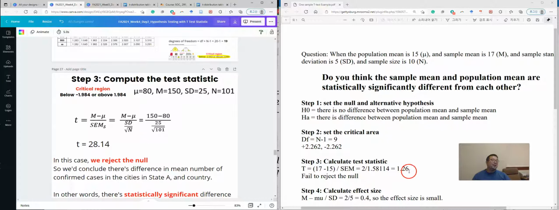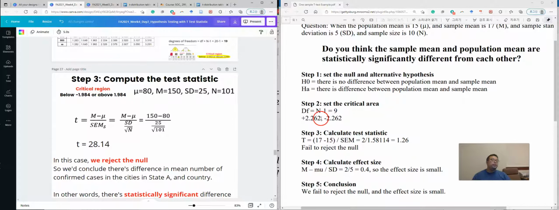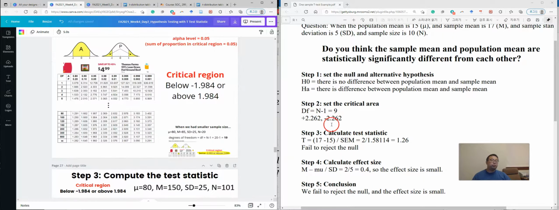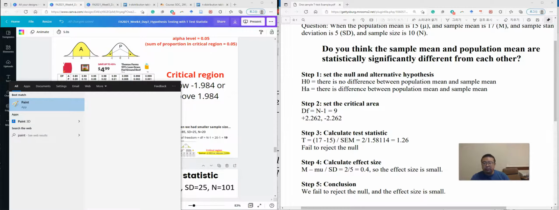So now we can find that this number is between those two numbers, because there is 2.27. Let me see. Let me use the Paint program.